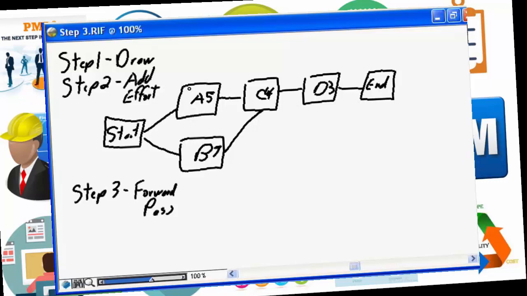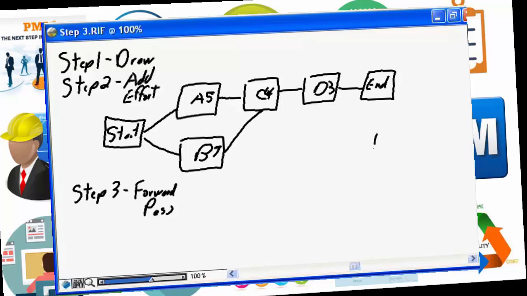The next step is the forward pass. Based on the dependencies we have defined on our diagram, and based on the effort required to complete each task, we're in a position to complete our forward pass to determine what the early start and early finish dates are for each one of our tasks in our project.